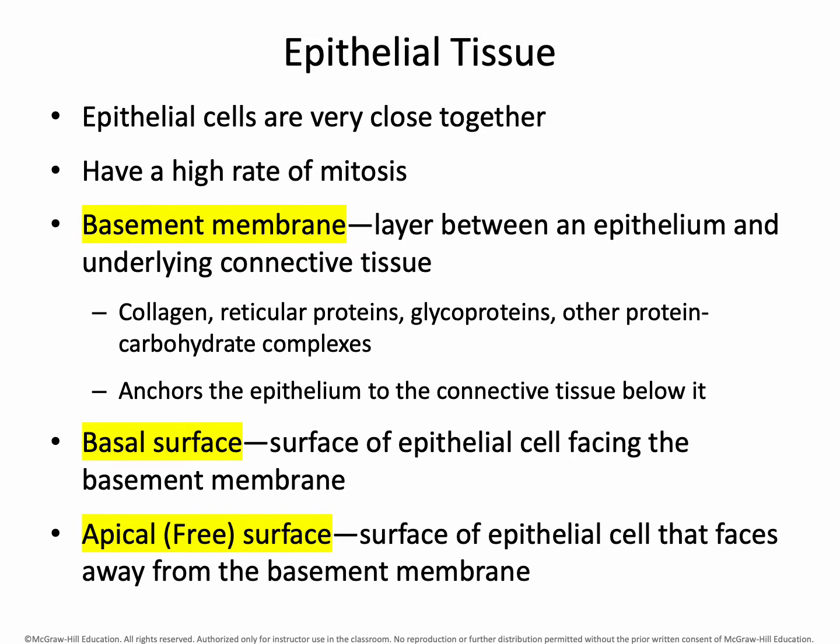Again, very close cell-to-cell contact. Basement membrane is a layer of connective tissue underneath the epithelial cells, kind of holding them together. The cells themselves have a basal surface, which faces the basement membrane, and an apical, sometimes referred to as free surface, which is the top surface. If you're thinking about skin, it faces the outside, or if you're facing a lumen of a tube that this cell is lining, that is the apical or free surface.